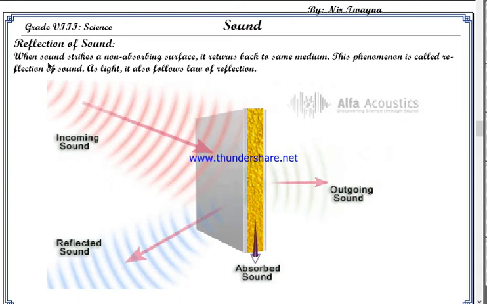Okay, look at the note. You don't need to write that much, that was just for your information. When sound strikes a non-absorbing surface, you understand this? Non-absorbing surface, you must include this point here, because if sound strikes an absorbing surface, then it will not undergo reflection, it will be absorbed.